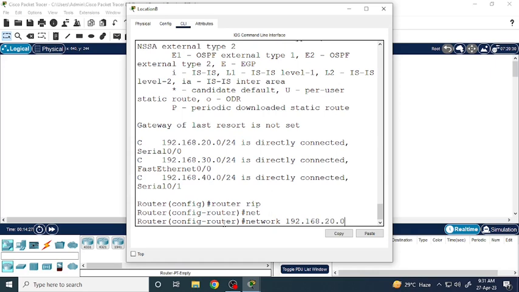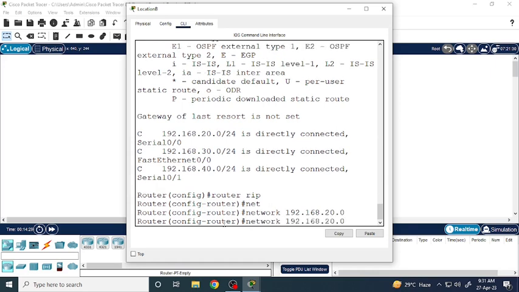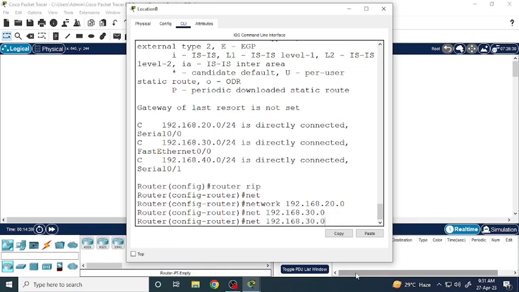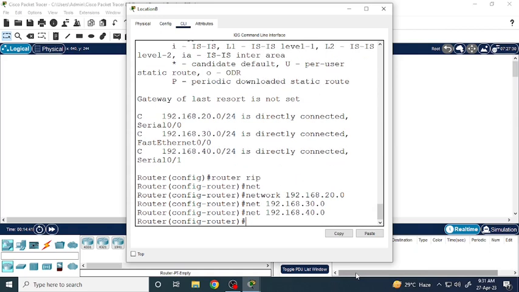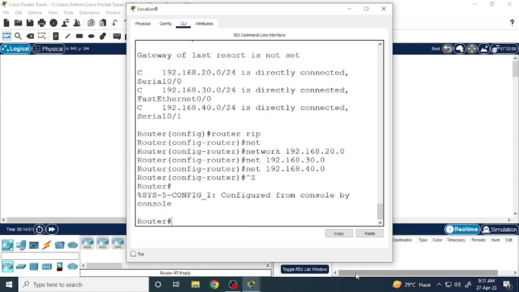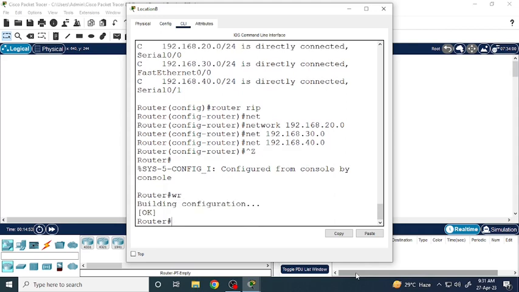Okay, so 20, and you can also use shortcut. If you only use net, that can also work. Okay, net 30 and net 40. So same way, we just have to advertise our own networks. We don't have to keep account of which networks are missing. That will be done via the protocol.